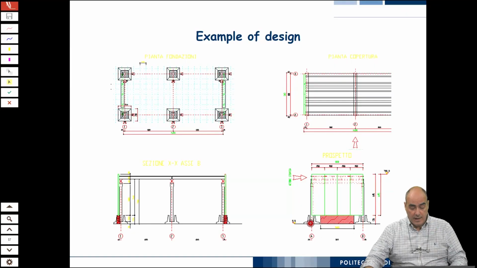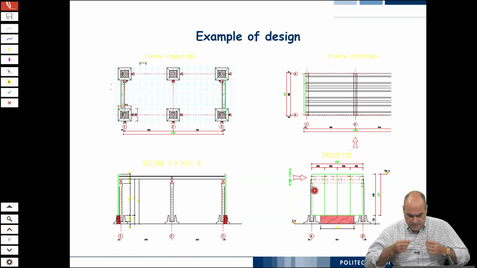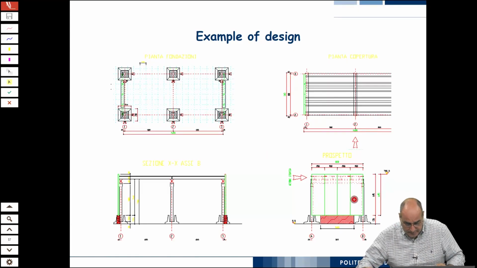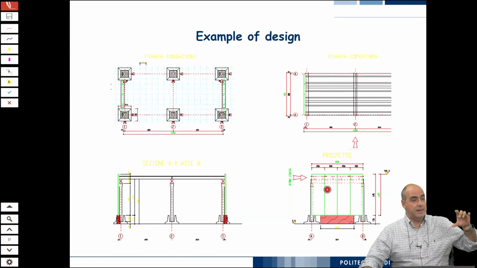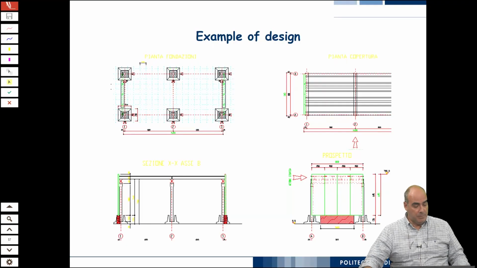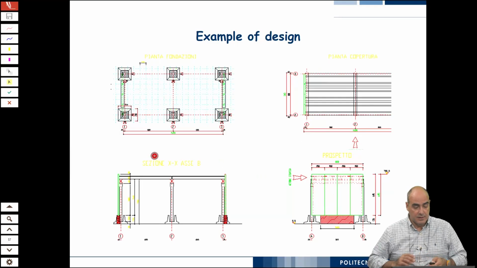The columns were, I think, 5 meters high, something like that, plus the 65 centimeters of the beam plus half a meter of the roof element. So everything was on top of each other. And in some cases, in this direction here, we also had the cladding panels. So this was the structure mock-up.